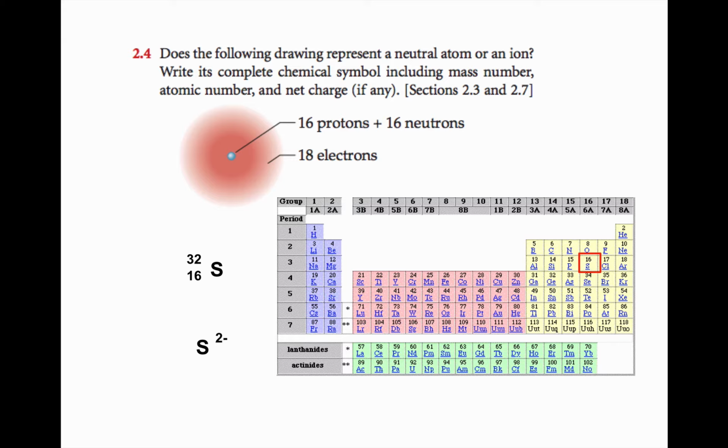The number in the subscript there is called the atomic number, and again, that's the number of protons that identifies the element. Now, since I have 16 protons, 16 positive charges, and 18 electrons, which are negative charges, I have more negatives than positives. So this particle has a net charge of -2. We'll get into this later on.